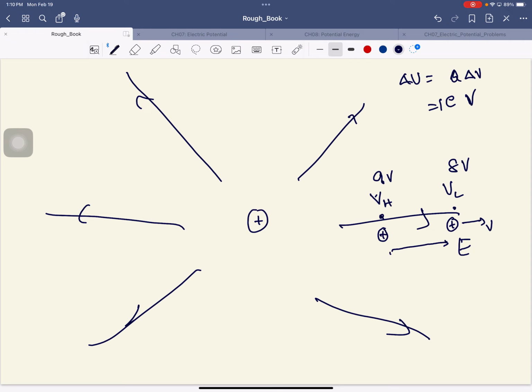Okay, the proton will gain 1 electron volt when it falls through 1 volt. What if I drop an electron here? It will move toward the 9 volt, and it turns out it will gain the same amount of energy, 1 electron volt.